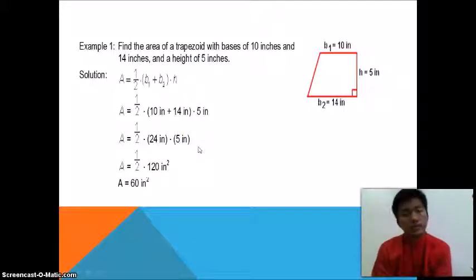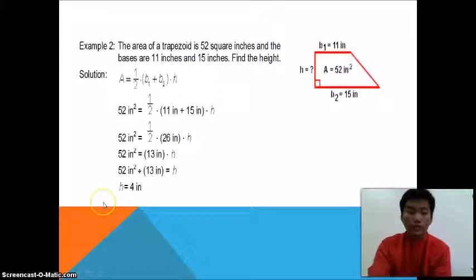Here is the example from the question. Find the area of a trapezoid with bases of 10 inches and 14 inches and a height of 5 inches. We need to find the area. So we know the formula for the area of a trapezoid is half times b1 plus b2 times h. So we know the values, and we just simply put them in the formula.